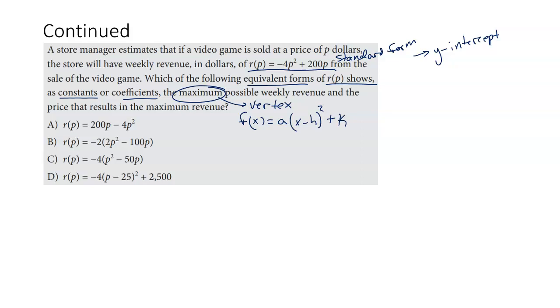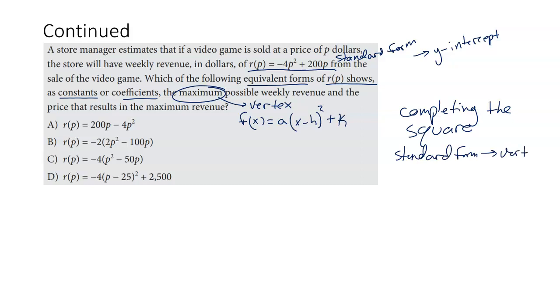So we could use a process called completing the square. Completing the square will take an equation from standard form and rewrite it in vertex form. But we don't need to go that hard because completing the square is not a fast process. So we don't really necessarily need to do that here. A little bit of a shortcut is that we just need to find the vertex.